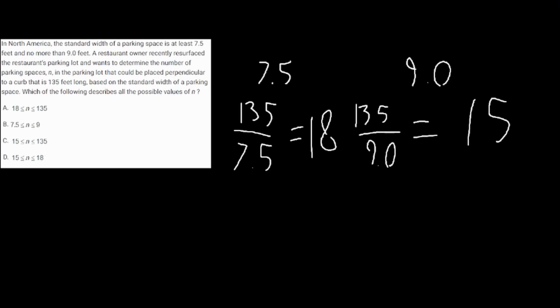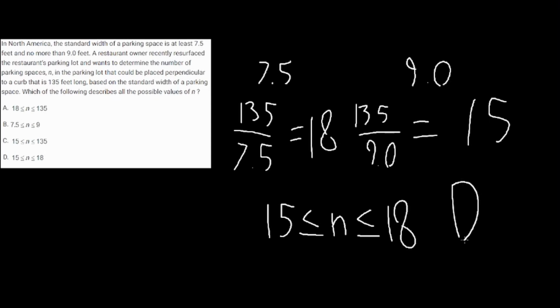And so with these two values, we can then describe the possible values of n. So n is greater than or equal to 15, and it's less than or equal to 18, which is answer choice D.